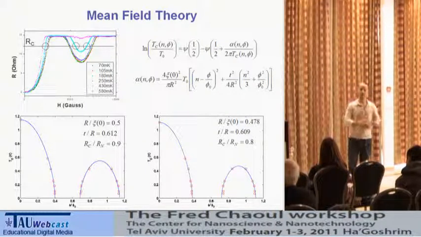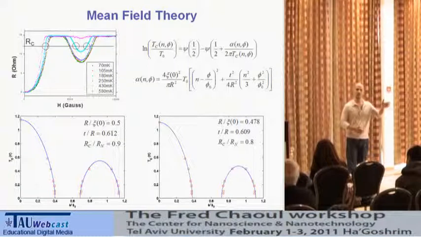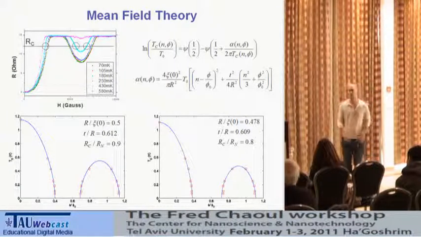So at the same flux and the same temperature, this part of the cylinder can be superconducting and this part of the cylinder can be normal. And this will again give me a finite resistance.